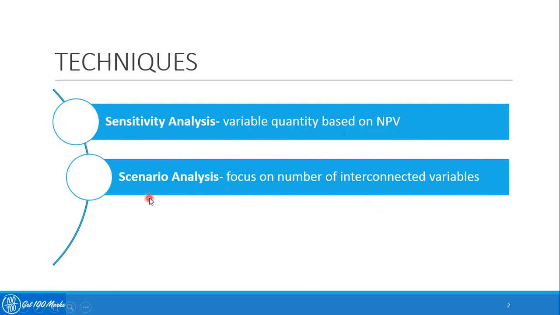The second method is scenario analysis. Scenario analysis is a measurement of risk which focuses on a number of interconnected variables. By analyzing the various interconnected variables, we can assess the risk.